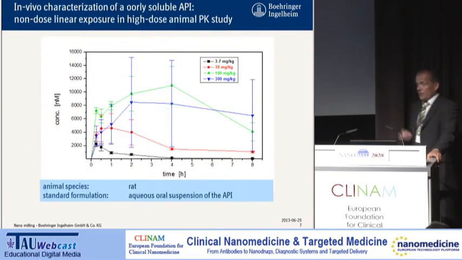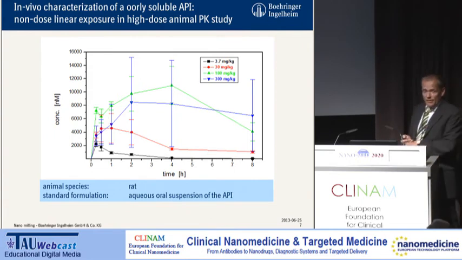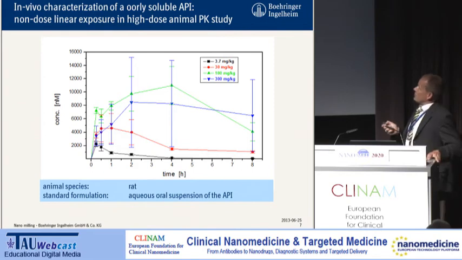Even more important, of course, is the in vivo performance of such products, because clearly if a drug is poorly soluble or has problems in dissolution kinetics, then we expect to see an effect in vitro. This graph shows a typical example of a poorly soluble drug applied in an animal model at different dose levels, starting from 3 mg per kilogram up to the high dose level of 300 mg per kilogram. And you can clearly see that especially in the high dose range, there's not a lot of difference in the PK profile between the 100 and 300 mg per kilogram.